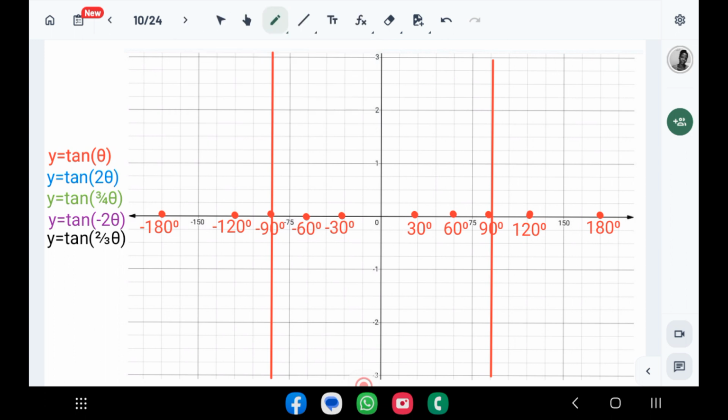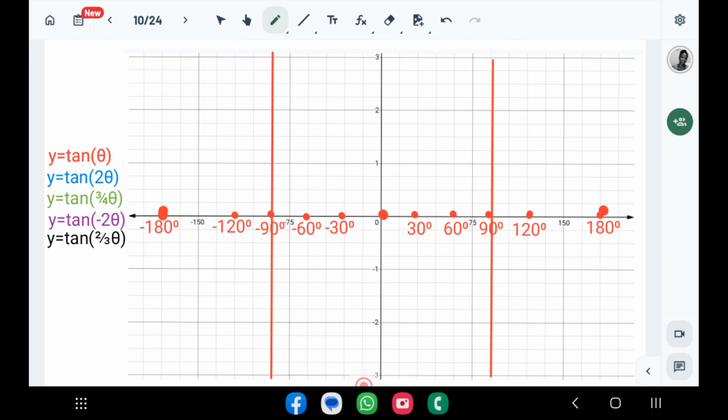First x-intercept right in the middle. And then we add, what is the period for y equals tan theta? It's 180 degrees. So we just add 180 degrees to 0 and we'll land at 180 degrees. That is the second x-intercept. On the left-hand side, same story. We subtract 180 degrees from 0 and we land at negative 180 degrees.